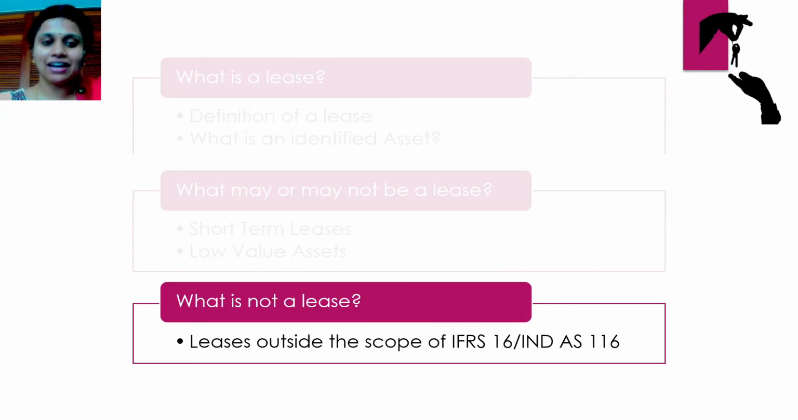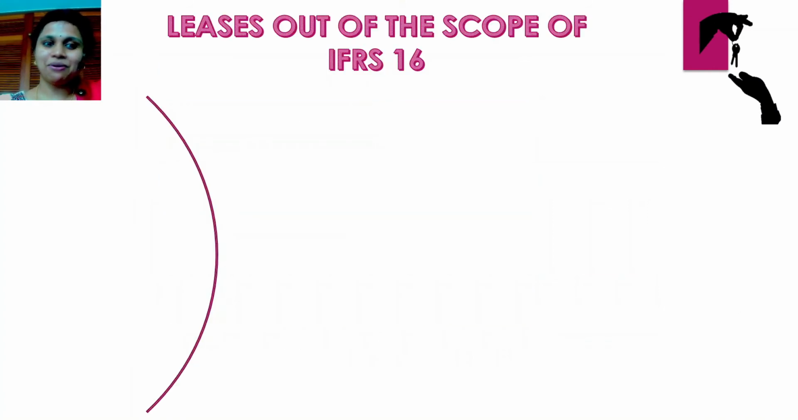We go on to the final topic and the super short topic, that is leases that are outside the scope of IFRS 16. Now, to be honest, I will not be explaining these leases because they are under the scope of other IFRSs. So, when I make videos on the other IFRSs, I will of course cover these leases. What I'll do here is just list out those leases, but I will give reference to the related IFRS and IND AS under whose scope these leases fall.